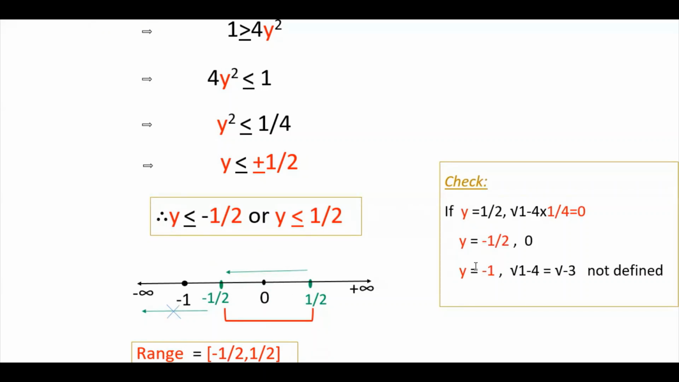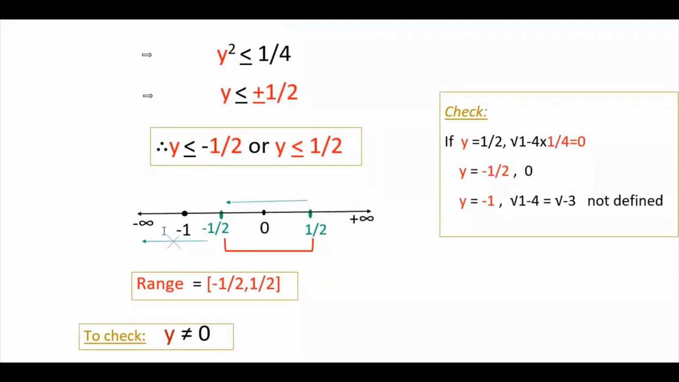Or you can check with this example. For example, you see on the number line, less than or equal to 1 by 2 means from here. And less than or equal to minus 1 by 2 means from here. So you have to check both the cases.